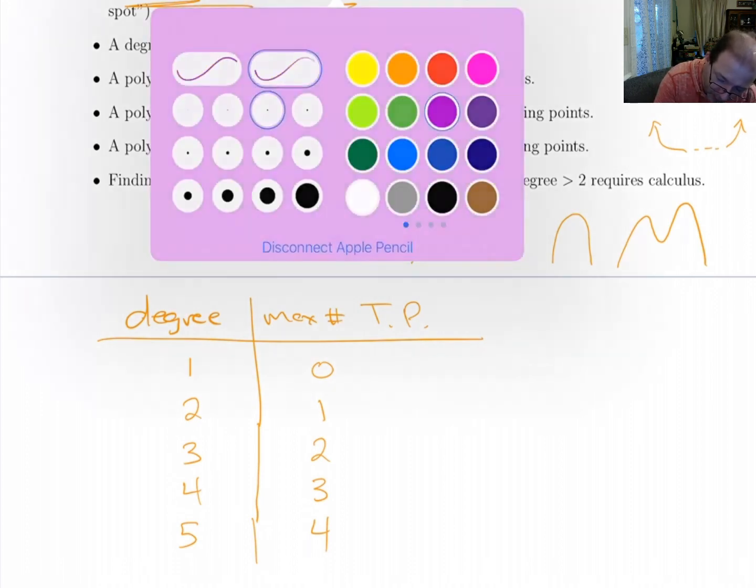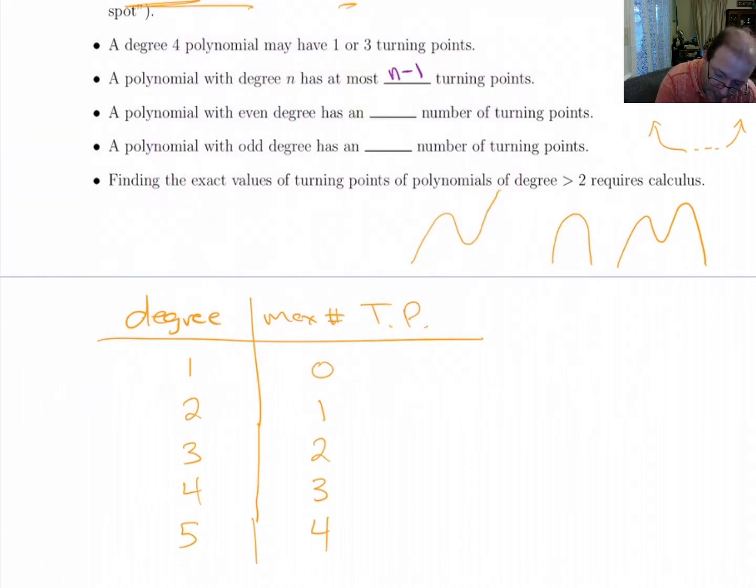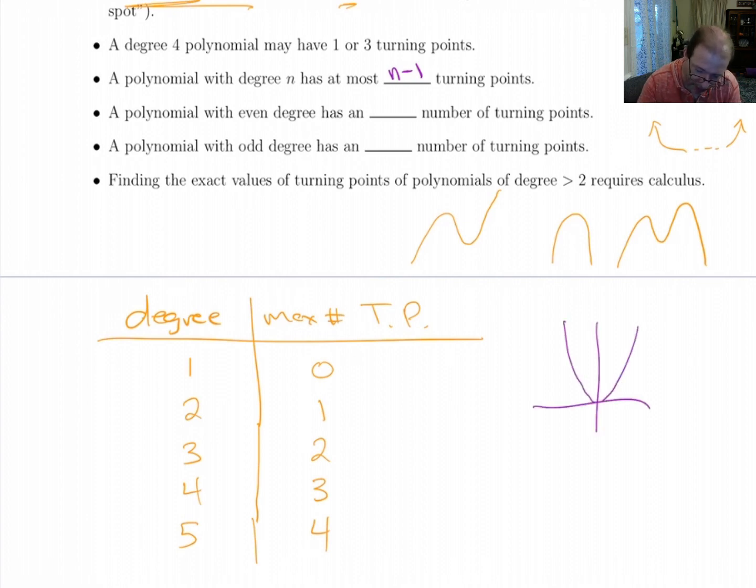We'll change back to a darker color. A polynomial with even degree has an even number or an odd number of turning points? Well, you can just think about the most common polynomial with even degree, x squared. It has an odd number of turning points. A polynomial with odd degree has an even number of turning points.